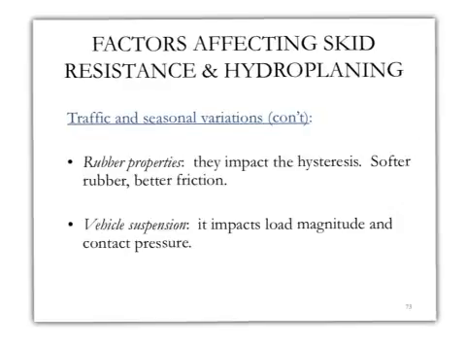Also, rubber properties are very important. They can impact the hysteresis component of the friction. Softer rubber is going to have better friction than stiff rubber. Softer rubber is going to deform more, and there will be more attraction and more friction between the rubber surface and the road, much more than a very stiff rubber. Also, the vehicle suspension typically impacts the load magnitude and the contact pressure, which will eventually affect the friction of the surface.